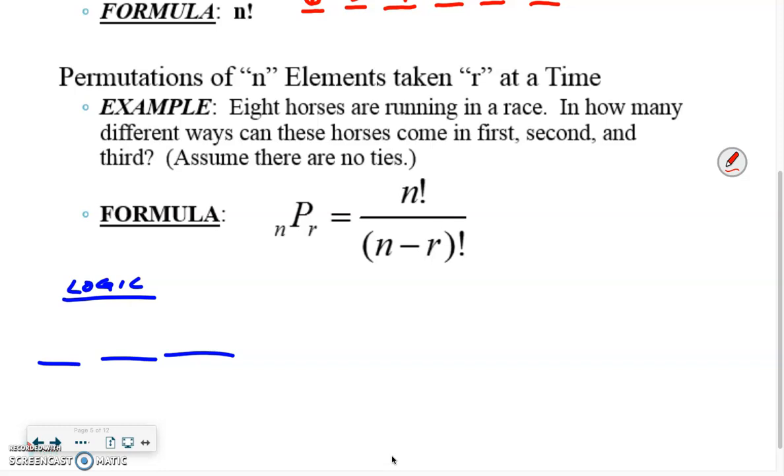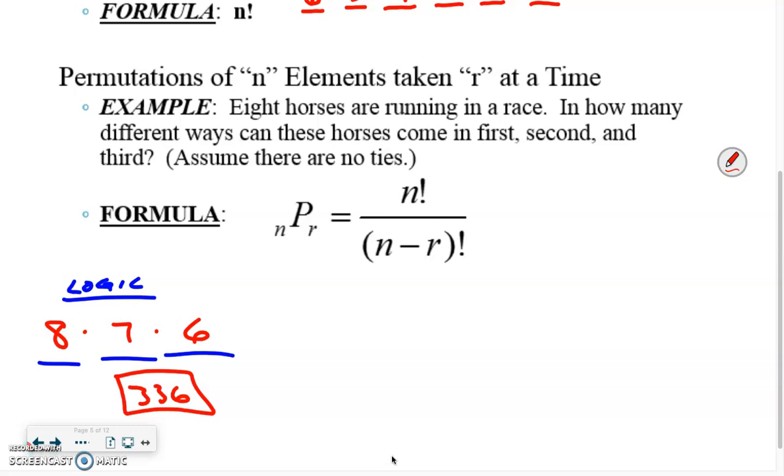That means we have 8 options of who could win first place, right? If Seabiscuit wins first place, can't win second place or third place, right? So how many options for second place? 7. All right, Secretariat got second place, can't win third. How many options for third? Yep, 6, and I'm fresh out of horse things. But this is how we're going to find it out. 8 times 7 times 6. What is 8 times 7 times 6? 336. Good.